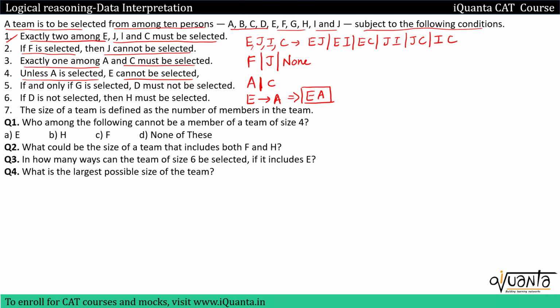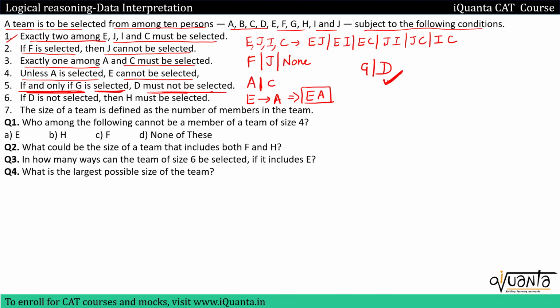Then the next condition is if and only if G is selected, D must not be selected. So if G is there, we cannot have D in the team. But if G is not present, then D can be present. So I can say that either G or D will be in the team. Let me write: either G will be there or D will be there. So D can only be absent from the team if G is in the team. There won't be any case that both are absent, because if and only if G is selected, then D must not be selected. So either G or D will be in the team.